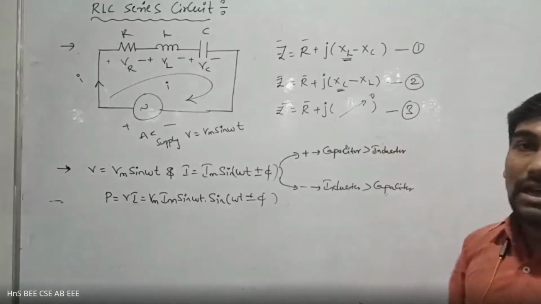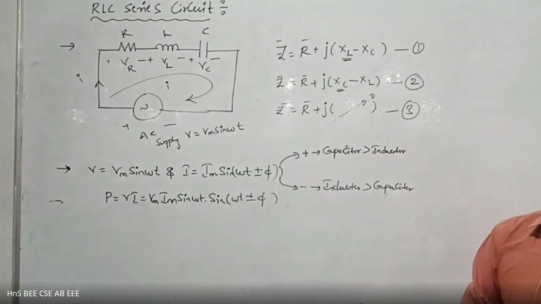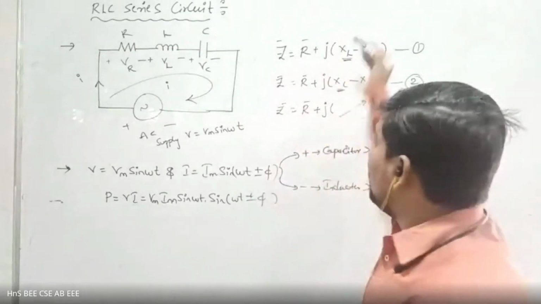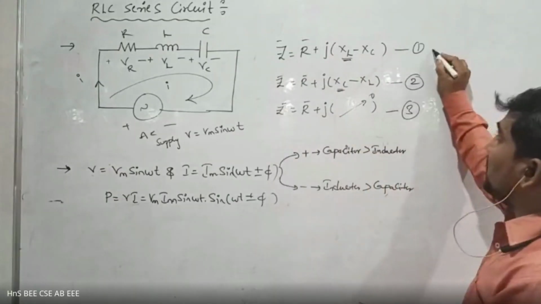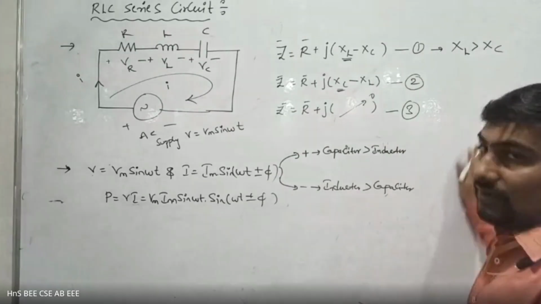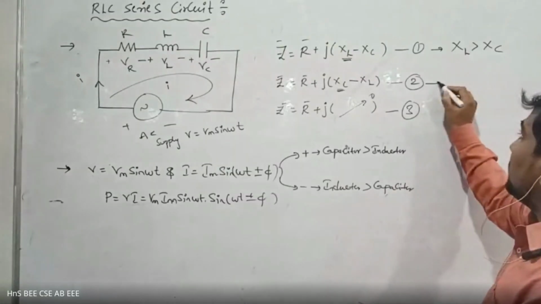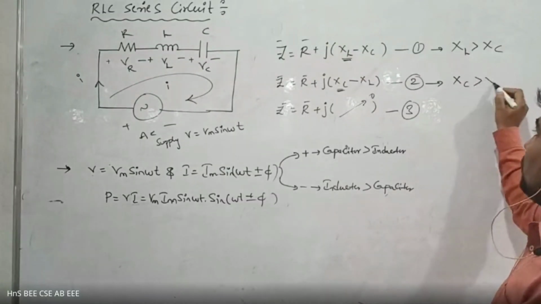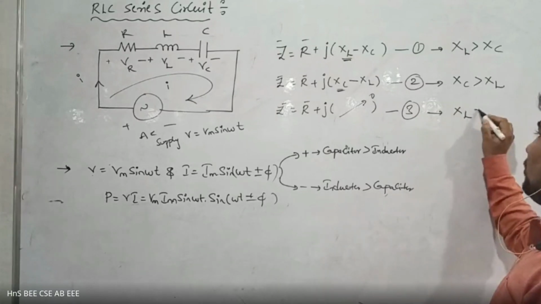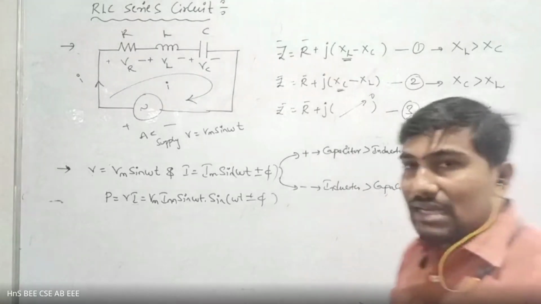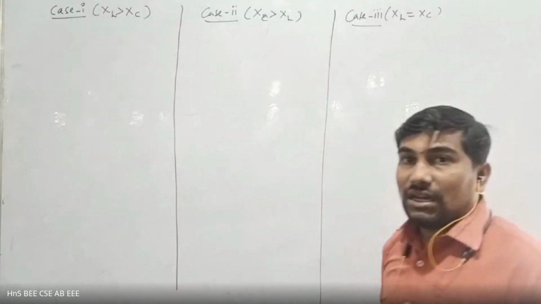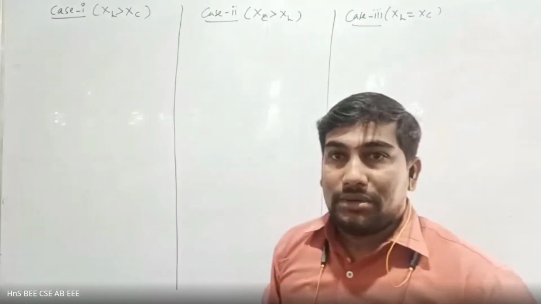Total we have three cases in our RLC circuit. I am drawing a comparison between these three cases. What is the first case? The first case is XL is higher value compared to XC. Coming to the second case, XC is higher value compared to XL. The third case is XL equal to XC. This is case number 3. Total we have three cases in our RLC series circuit.